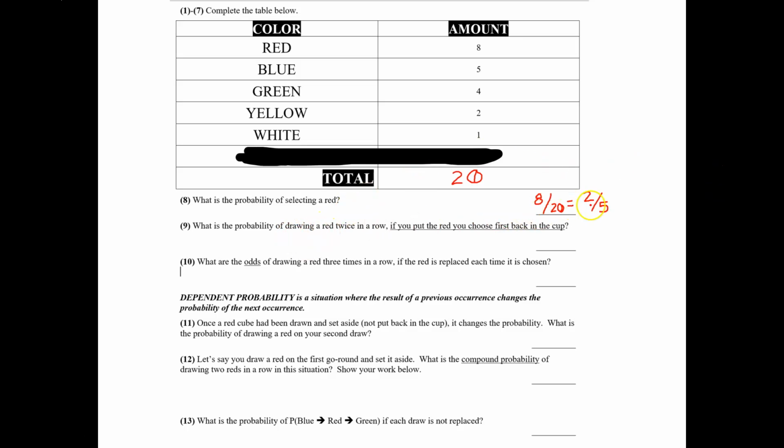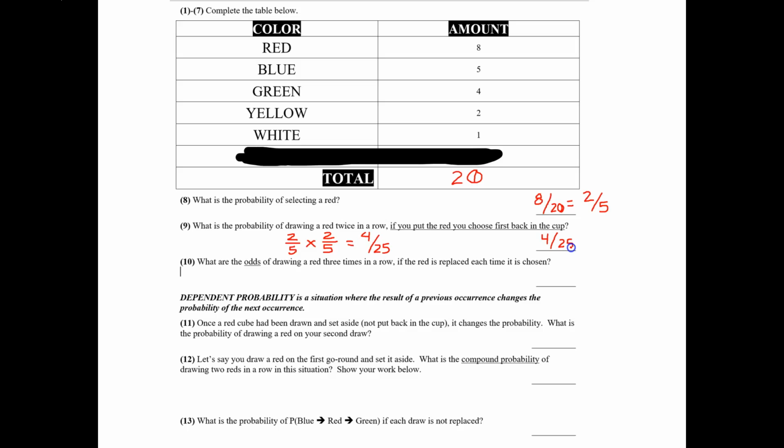When you think back, we know that the probability of drawing a red is 2/5. We put that red back in the cup, shake the cup, and then draw a red again. That means our probability hasn't changed. So the probability is again 2/5. We multiply those probabilities across. 2 times 2 is 4. 5 times 5 is 25. So the probability, if we pull a red out, put it back in, and then pull a red a second time, is 4 over 25.